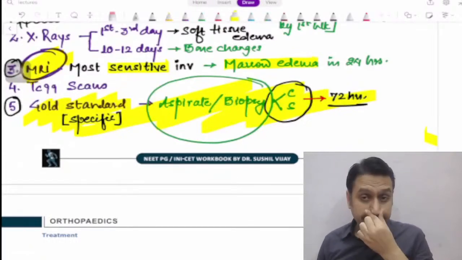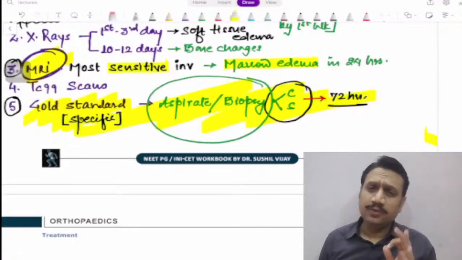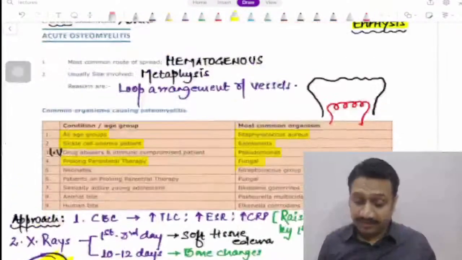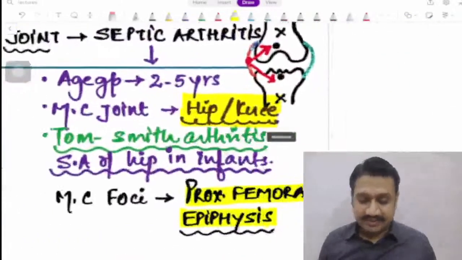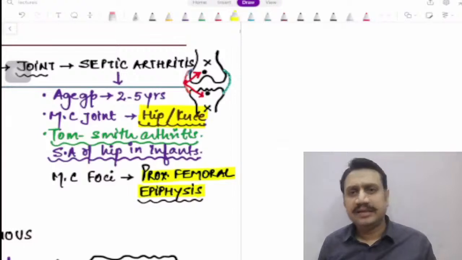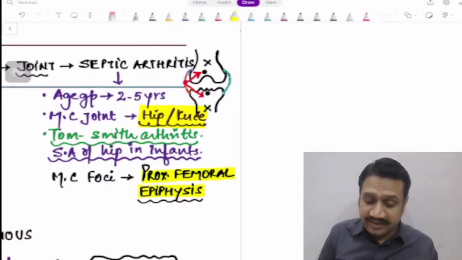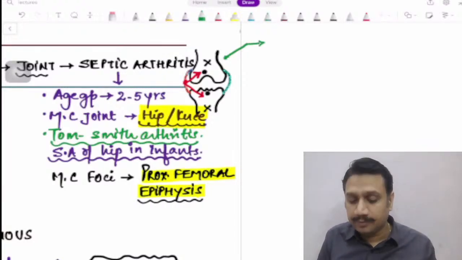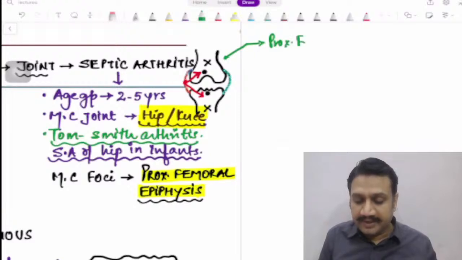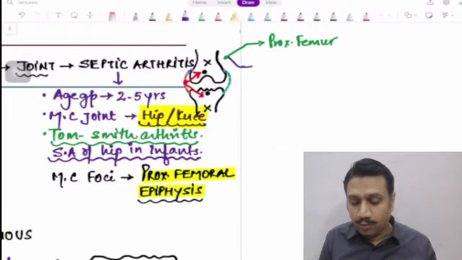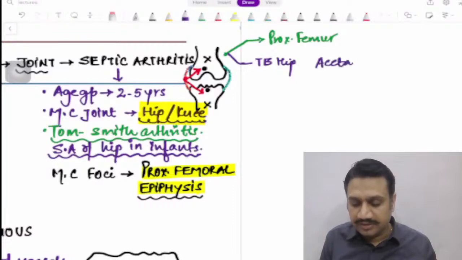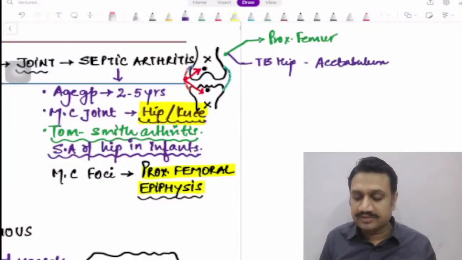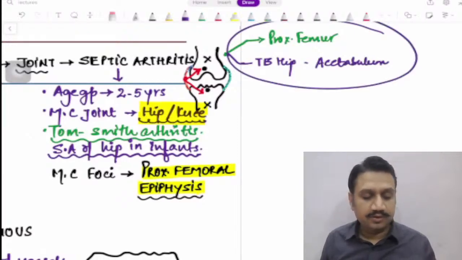Now please understand, when you are talking about the infections, whether it is TB or septic arthritis, one very important point: septic arthritis most commonly affects the hip and knee, same as tubercular arthritis. But septic arthritis most commonly affects which part of the bone? It affects the proximal femur, right? Septic arthritis is going to have the foci most commonly in the proximal femur, but when it is about TB hip, it most commonly involves the acetabulum. So this is the difference: proximal femur or acetabulum.